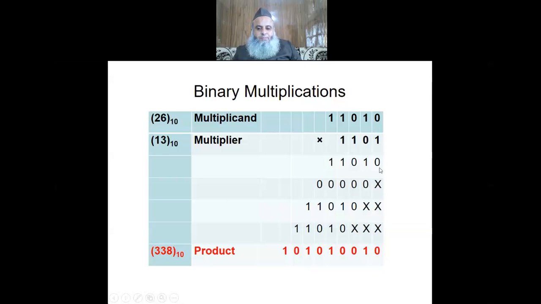When I add them up, it becomes 0, plus these crosses means nothing, so it will be 0. 1 plus 0 will be 1, all right. 0 plus 0 plus 0 will be 0, all right. 1 plus 0 plus 1 will be a 0 and a carry 1, because 1 plus 1 will be 1 0. So a 0 here and a carry 1. Now 1 plus 1 plus 1 will be 1 and a carry 1 again, because 1 plus 1 plus 1 will be 1 1. So a 1 here and a carry 1.